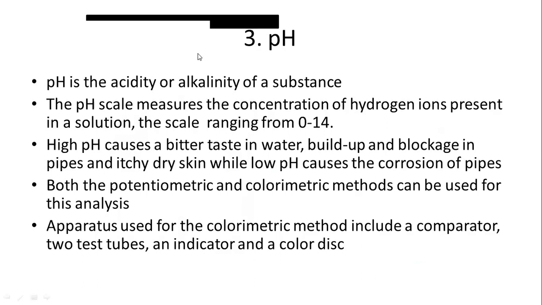Okay, I'll move on to pH. If I'm too fast, you can just tell me to slow down a bit, or you can ask questions as we go along. We're going to move on to pH. And we know that pH is the alkalinity or acidity of a substance. The pH scale, as we all know from our primary or high school, ranges from 0 to 14.